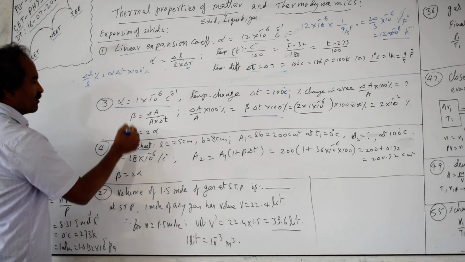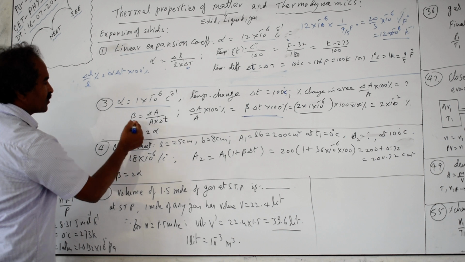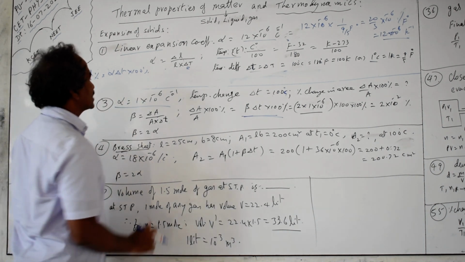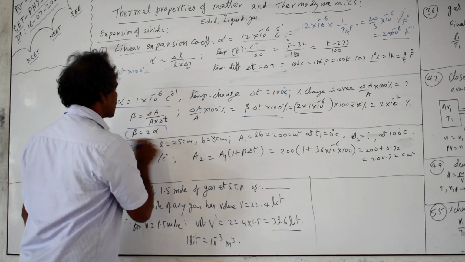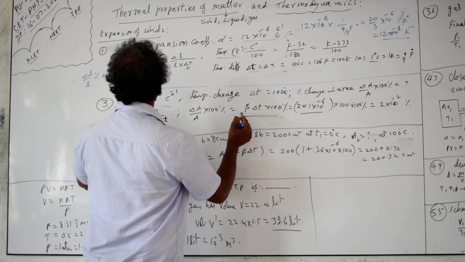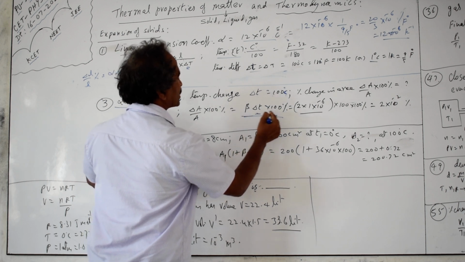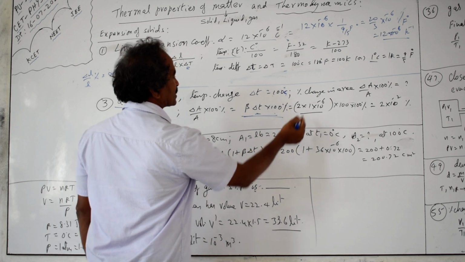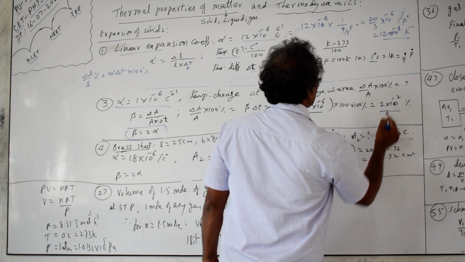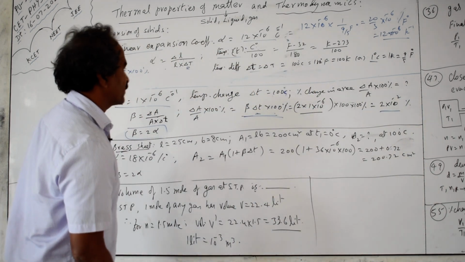Similarly for the areal expansion coefficient, delta A by A into 100 equals beta into delta T into 100, which does not depend on the area. But beta is given, alpha is not given. The relation between beta and alpha is beta equals 2 alpha. So I replace beta with 2 alpha: 2 into 10 to the power of minus 6 into delta T, the temperature change of 100 degrees centigrade, and into 100%. The result is 2 into 10 to the power of minus 2 percent, which means 0.02 percent.